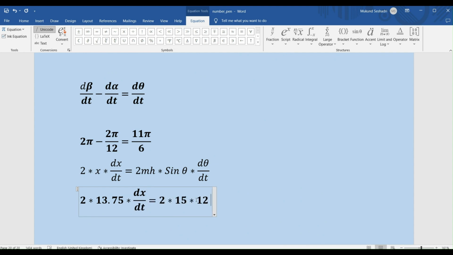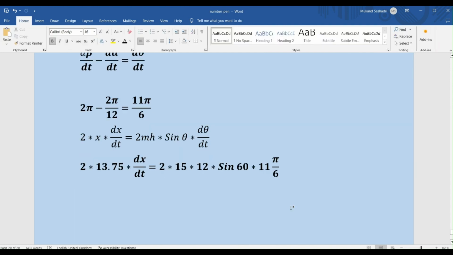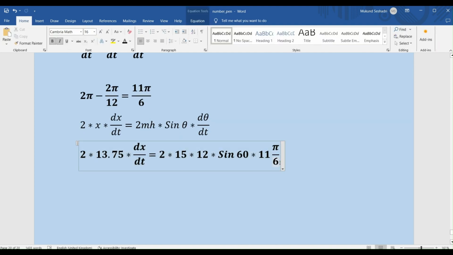So I put this out here as 13.75 into dx by dt equals 2 into m and h. We know it's 15 and 12 mm. Sine theta, theta at 2 p.m. is 60 degrees, so let me write this as 60. And into d theta by dt, which is nothing but my 11 pi by 6. So we eliminated all the unknowns. We are left with the solution for dx by dt. So let me take a minute to calculate this.